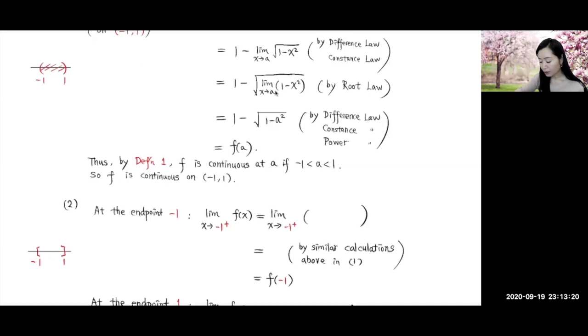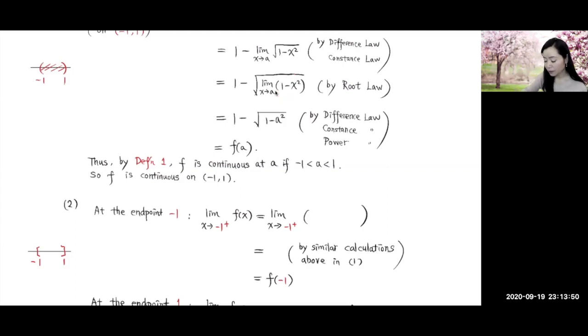Now, when you take the limit of this by the difference law, constant law, and also the power law, then we can just go ahead and get 1 minus a squared for this limit. Okay, because this one here is a polynomial, so you can just go ahead and do a direct substitution over here to get this limit right here.